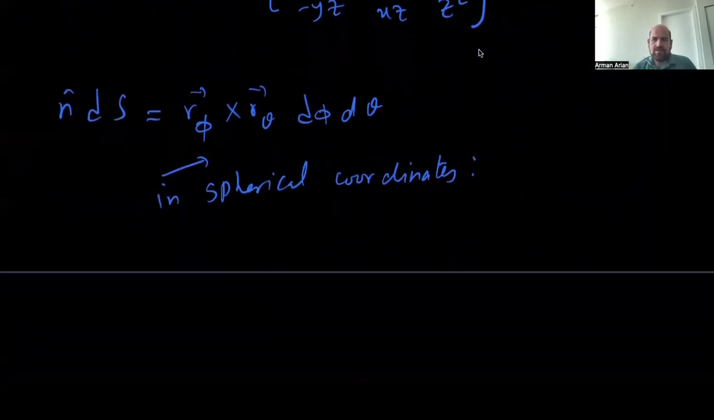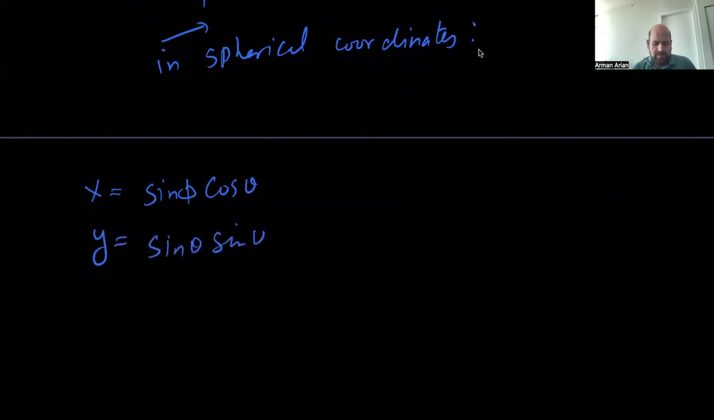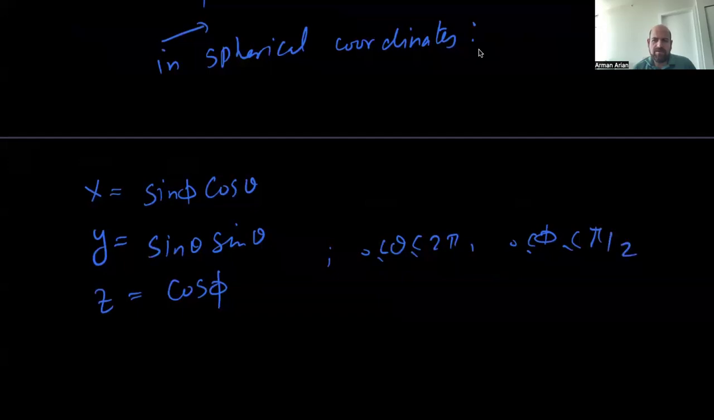So what are the values of x, y, and z in spherical coordinates? x will be sine phi cos theta. y will be sine phi sine theta. And z will be cos phi, with theta between 0 and 2 pi, phi between 0 and pi half. Because we are focusing on the upper hemisphere, phi changes from 0 to pi half. If you want to cover the whole sphere, then phi will change between 0 and pi.